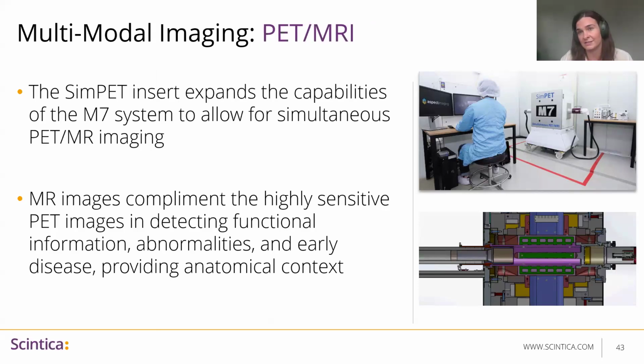So we have a PET insert that can be either placed on the side, where you can then acquire your MR with the exact same positioning, or the exact same animal bed. You can also then insert them into the PET insert in order to get the functional information that you would get from PET, which oftentimes provides you a little bit more information about disease progression and metabolism in the body.